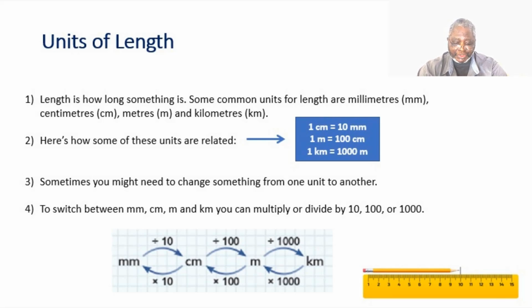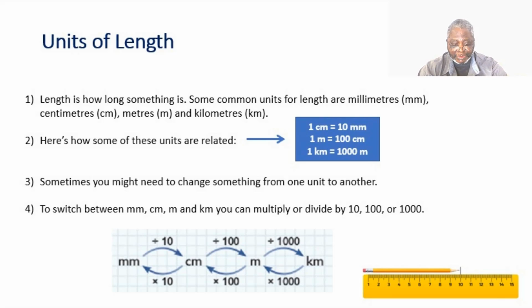Sometimes you might need to change something from one unit to another, especially when you're calculating, as we did when we were working with money. To switch between millimeters, centimeters, meters, and kilometers, you can multiply or divide by 10, 100, or 1,000. Let's look at the diagram underneath to see what we're talking about.